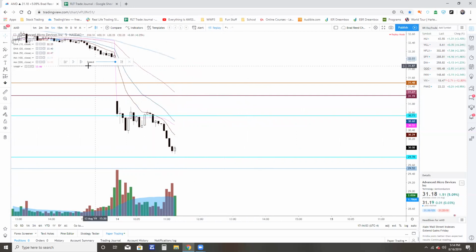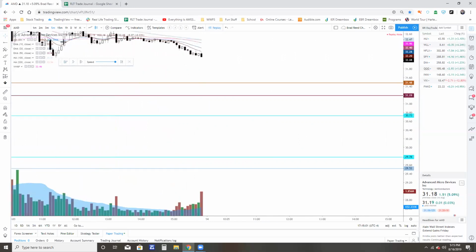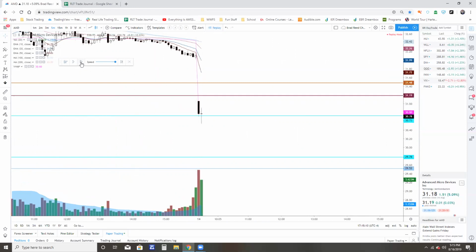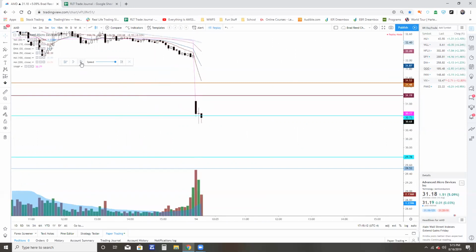So let's do this all over again. Oh, nice. I can just stay here in replay mode. I'm going to stay on the 5-minute and just trade it on the 5-minute. Okay, so big, ugly bearish candle right down to where I had drawn a support. Broke the support.